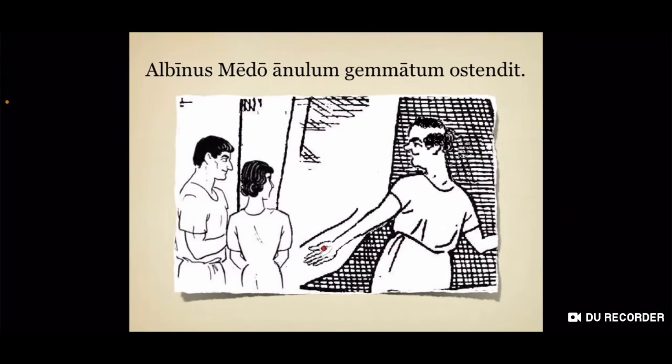Albinus Medo annulum gemmatum ostendit. Albinus shows Medus jeweled rings. A jeweled ring.